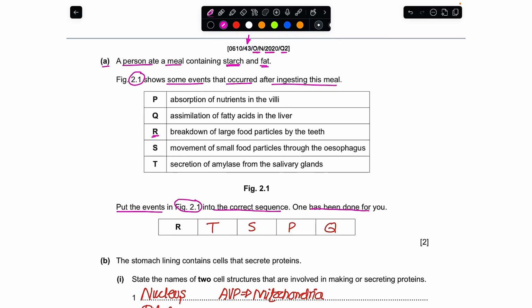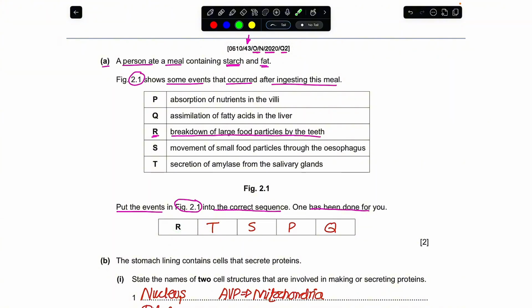If we look at R, that is the breakdown of the large food particles by the teeth. We know from this that if physical digestion is happening, then we look for the other point in terms of chemical digestion in the mouth, and it's written as T: the secretion of amylase from the salivary gland acting upon this. So immediately after R, we would write T here.